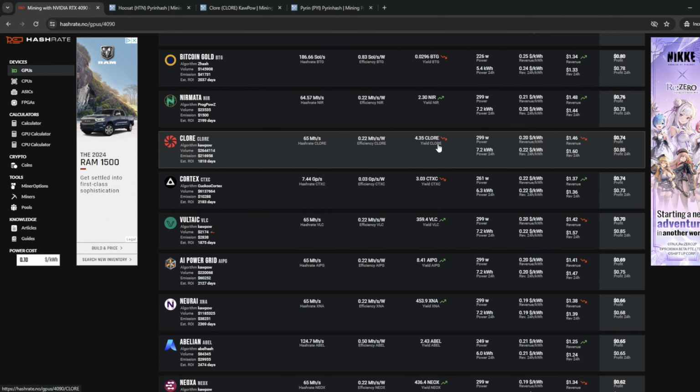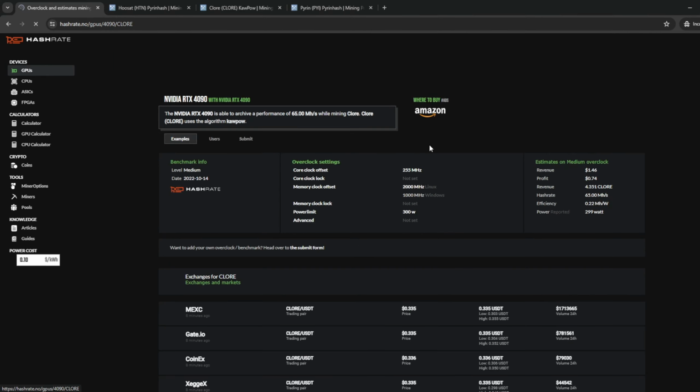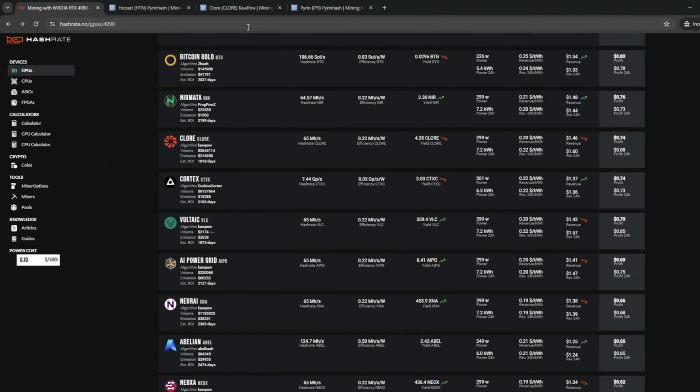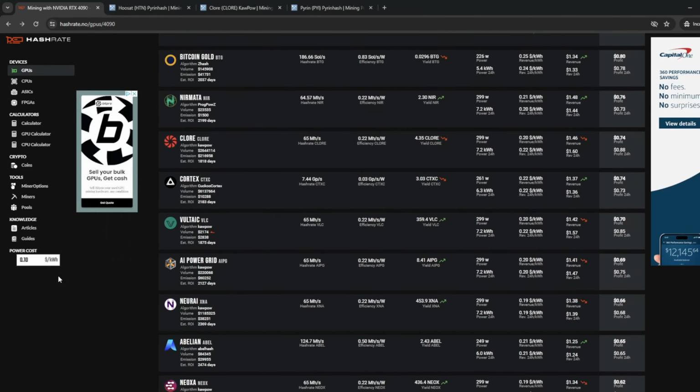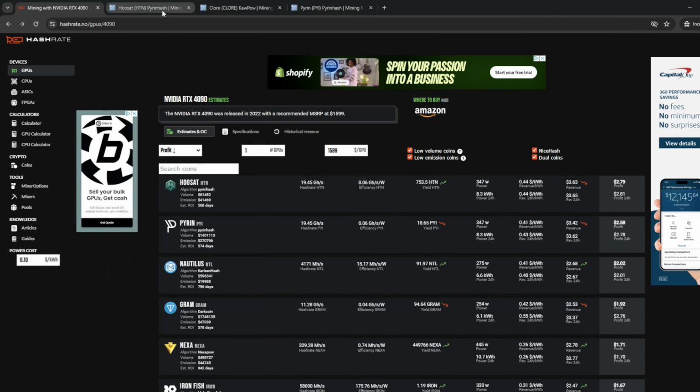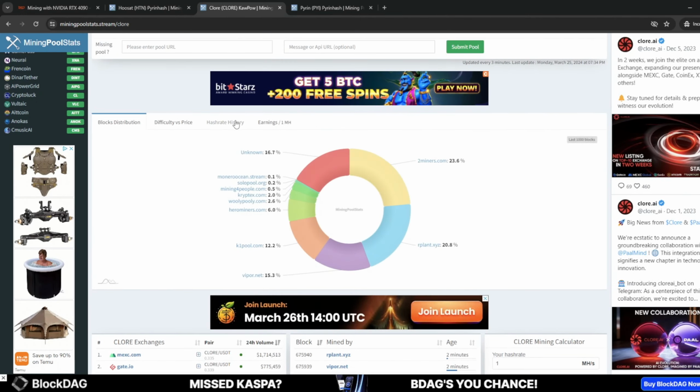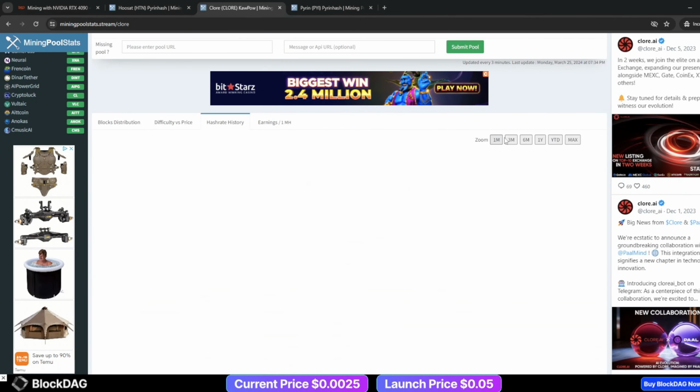Now, this technically says the yield is going down. It would be interesting to see what is actually happening, but my guess would be you're actually getting more Chlor because hash rate is moving off of Chlor, and it's actually going on to these newer coins like we talked about, this WHOSAT.